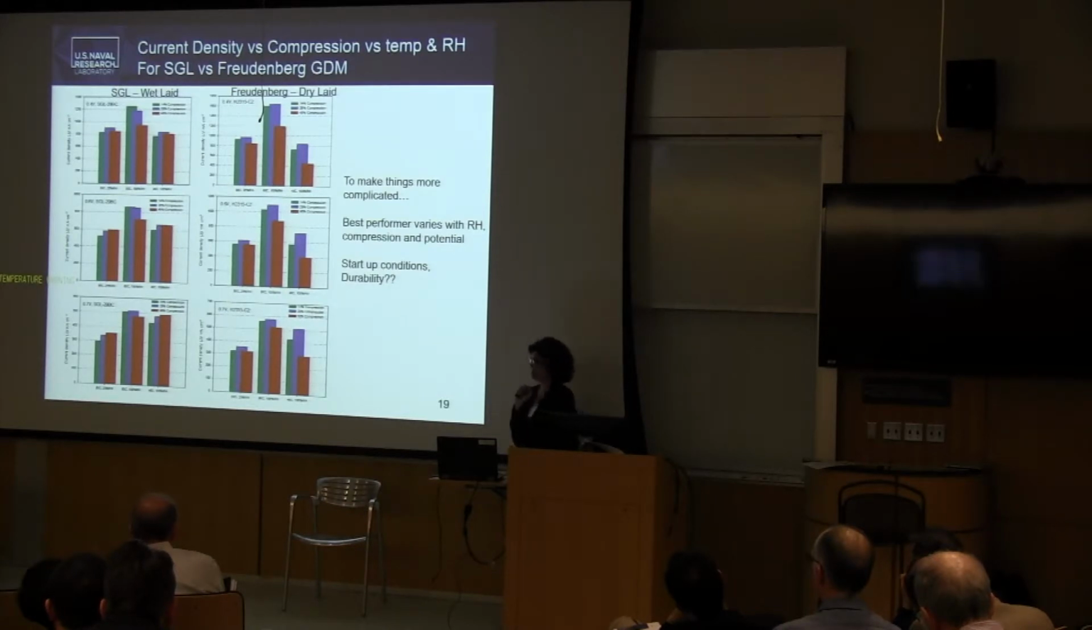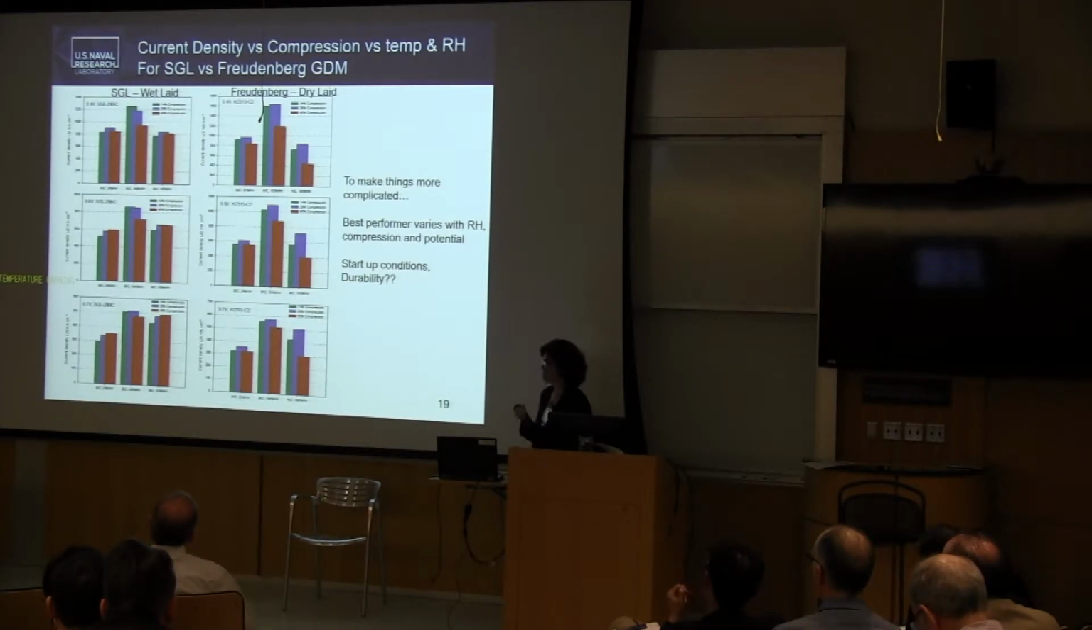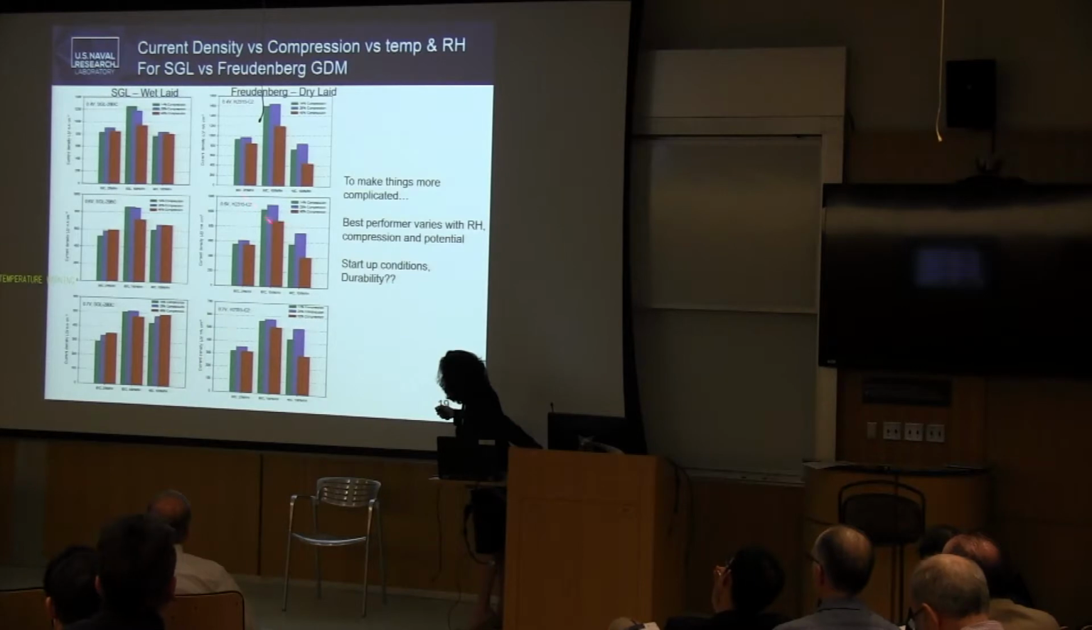But to make things more complicated, if you're at a fuel cell company or you're trying to actually make a car, you have to worry about durability. I don't know how durable the Freudenberg GDM is. I don't know. Startup conditions, you have to start from minus 20 degrees C. So there's all sorts of other parameters. And this is all published.